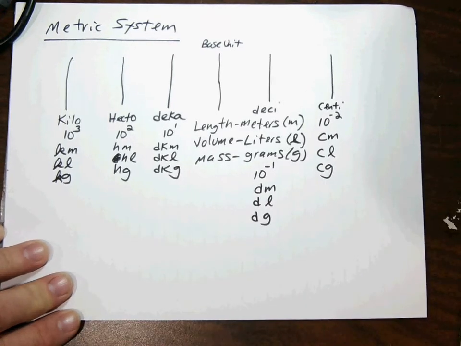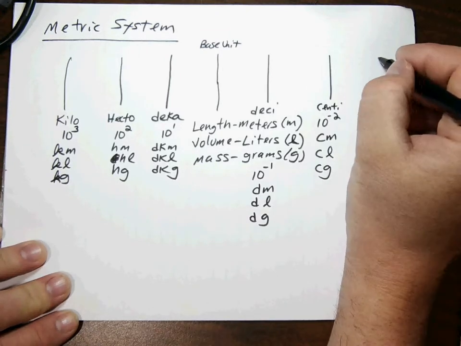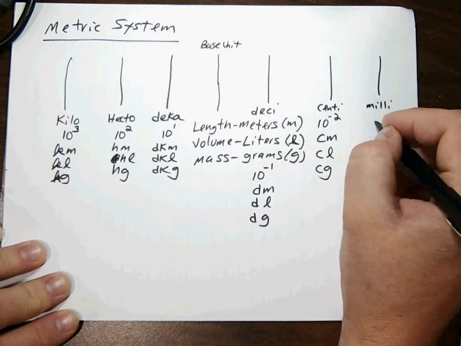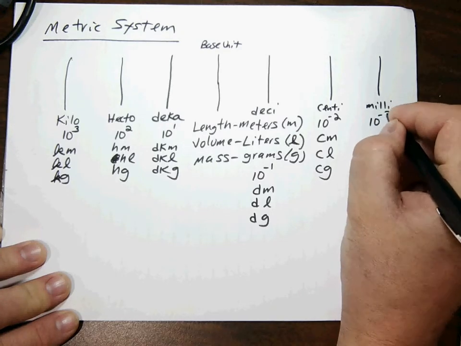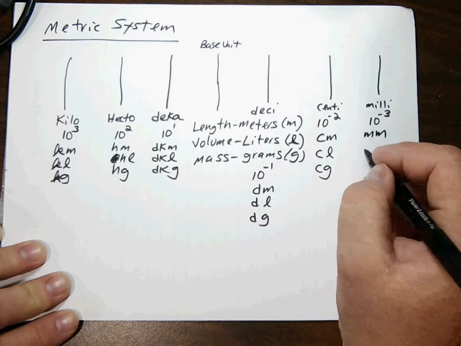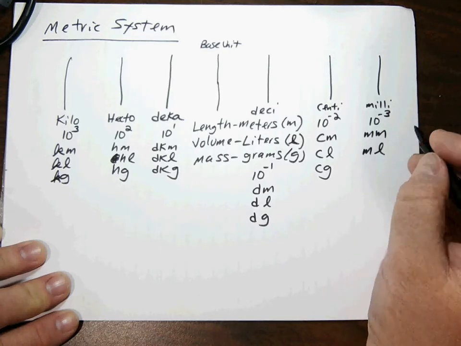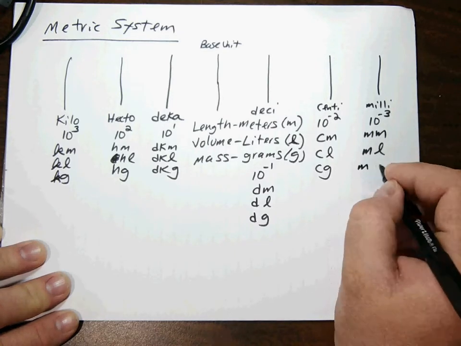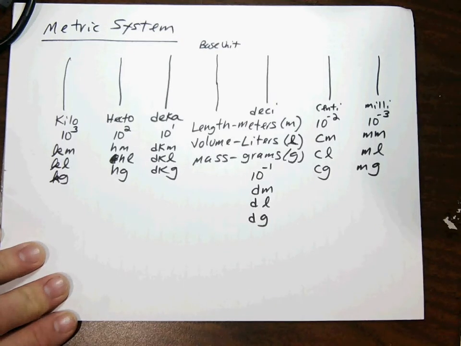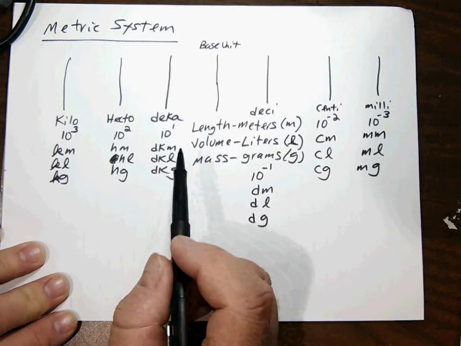Okay, and then finally the next one is milli, okay? 10 to the negative third power. Millimeter, we have some familiarity there. Milliliter, we have some familiarity with that one. And milligram too, right? So that's pretty common even in our world. We use those units sometimes, okay, in the American system here. All right, so that's the base scale.